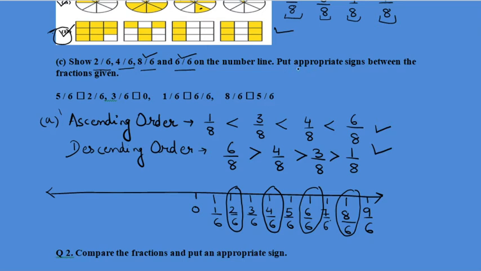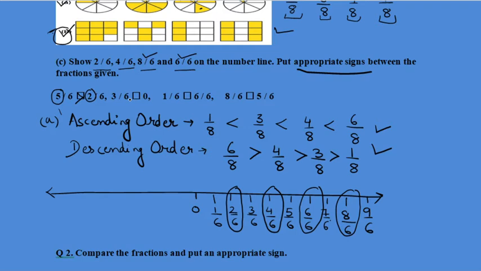Put appropriate sign. We have to put the appropriate sign between the fractions given. We have given these fractions 5 by 6 and 2 by 6. So which one is greater in this? See, if denominators are same, you will see the numerator that is greater, that number is greater. So between 5 and 2, which one is greater? 5. So 5 by 6 is the greater fraction.